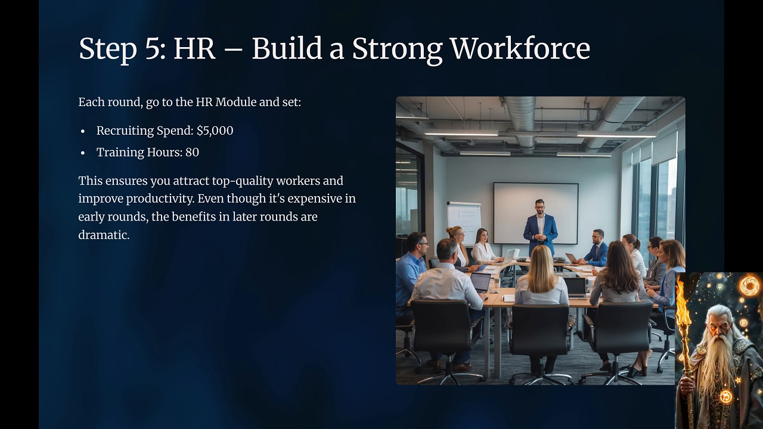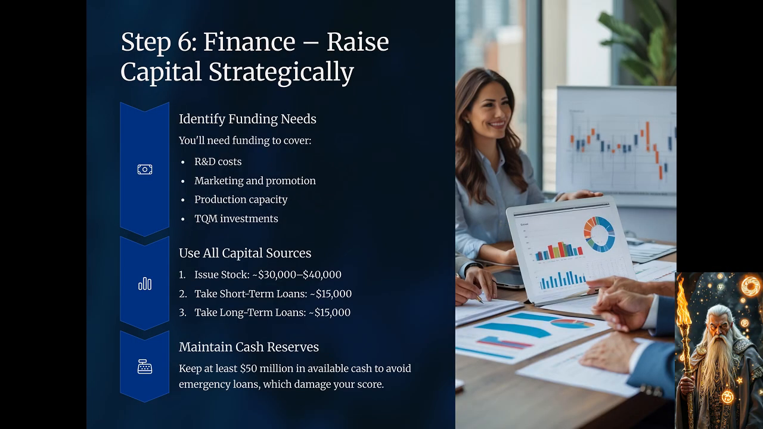Step 6. Finance, raise capital strategically. You'll need funding to cover R&D costs, marketing and promotion, production capacity, TQM investments. Use all three sources of capital. 1. Issue stock, $30,000 to $40,000. 2. Take short-term loans, $15,000. 3. Take long-term loans, $15,000. Keep at least $50 million in available cash to avoid emergency loans, which damage your score.